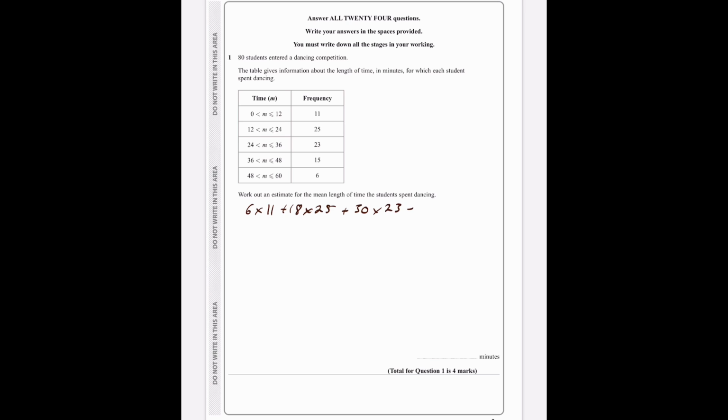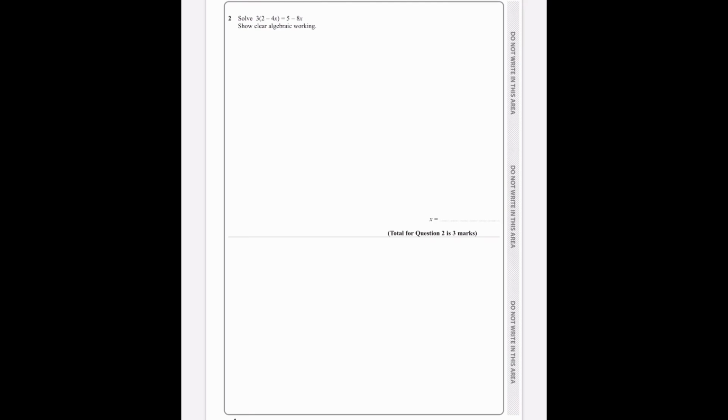To find the mean of a group frequency table, we multiply the mid-interval values, that's halfway between the lower and the upper value for each interval, by its frequency, divided by the sum of the frequencies, or just read the 80 at the top to get 27 for the first one.